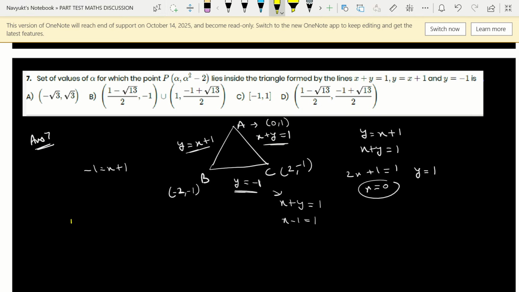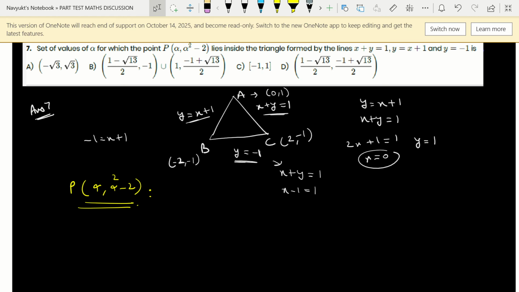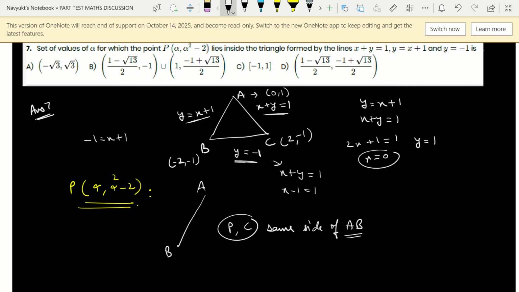Now, we want to observe that for a general point P, which is (alpha, alpha square minus 2), to lie completely inside this triangle ABC, what conditions should it fulfill? Let's take this side, AB. If P lies on the left side of this, there is no way it can lie inside it. So it should lie on the right side of this line itself. What another point is on the right side of this? Point C. So P and C both should be on the same side of AB, correct? Then only there is a possibility of P being inside the triangle.